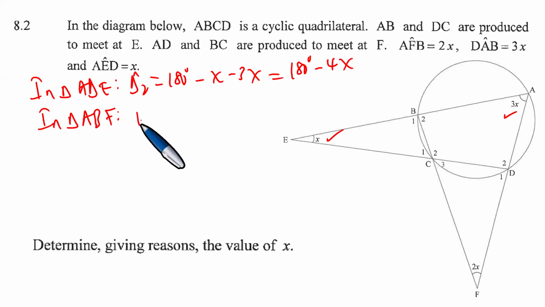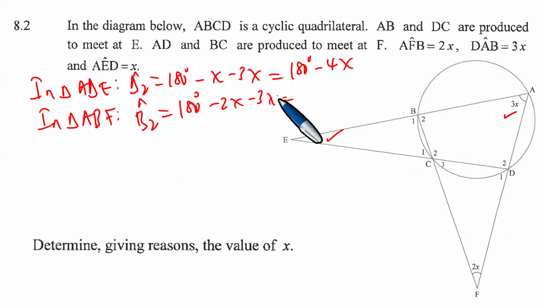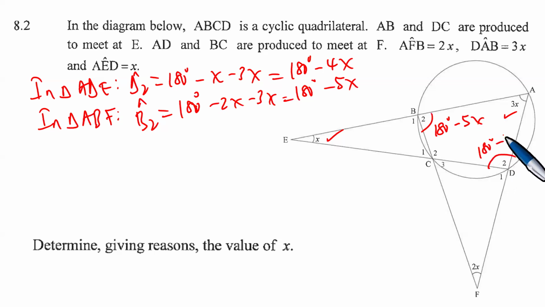The angle B2 is 180 minus 2x minus 3x, which is 180 minus 5x. So B2 is 180 degrees minus 5x, and this one is 180 degrees minus 4x. Then since we know that the opposite angles of a cyclic quad are supplementary, I said that 180 minus 5x plus 180 minus 4x is equal to 180.